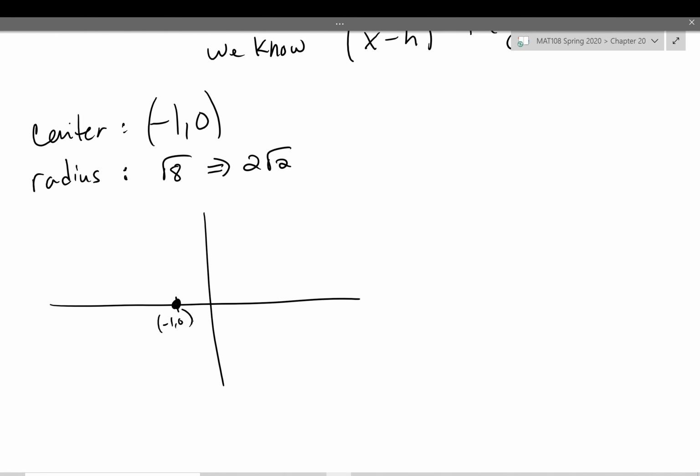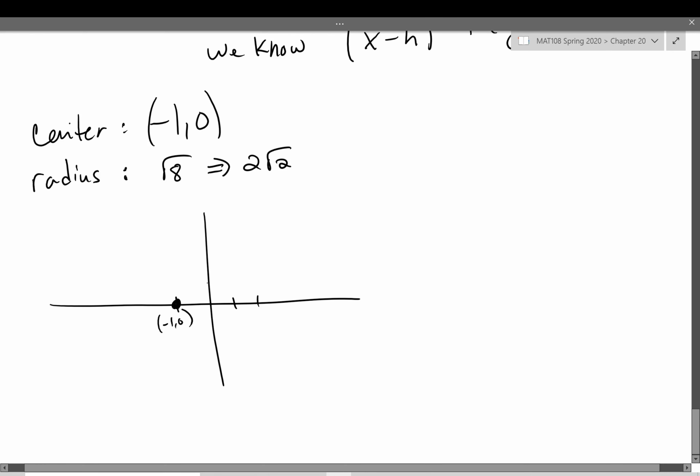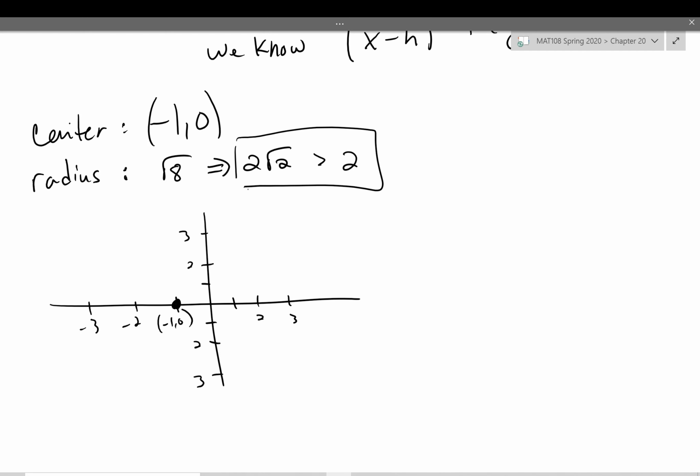So here's what I know. Give me 1 second. Let me write this stuff out. I know that 2 times the square root of 2 is bigger than 2. I know that. So what I'm going to do is go out to the right, up, left, and down 2 units and a little bit more. I'm going to estimate this, okay?